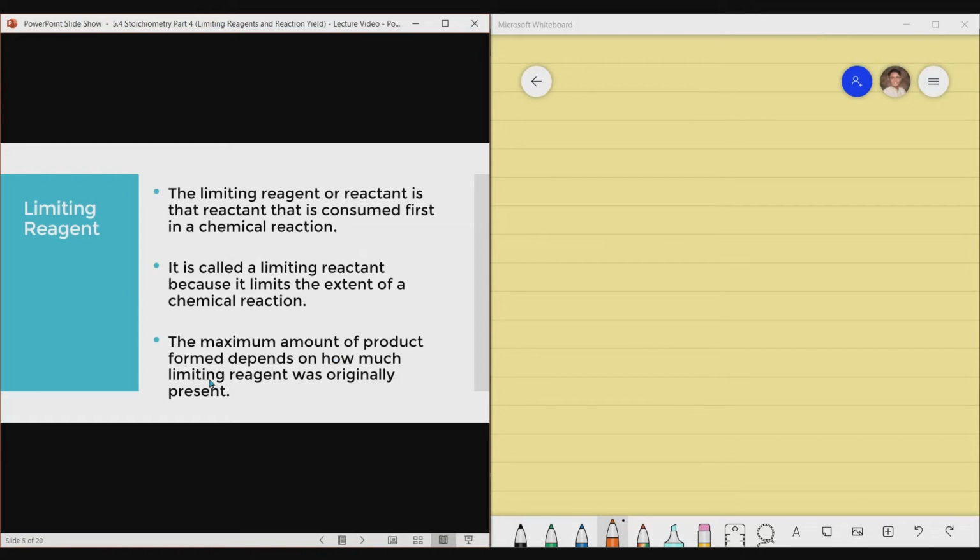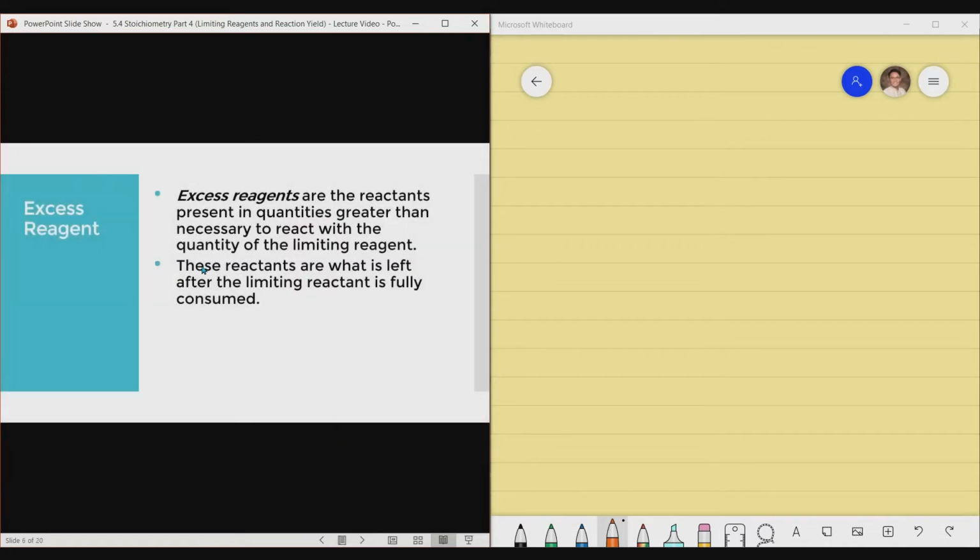That is the meaning of the third point: the maximum amount of the product formed depends on how much limiting reagent. So hanggang maximum lang. Kung 2 grams, again, ang limiting reactant, say for example, yung maximum na pwedeng maging product mo, okay, maximum amount of product will also be that of 2 grams of the limiting reactant. Okay? Now, how about excess reagents?